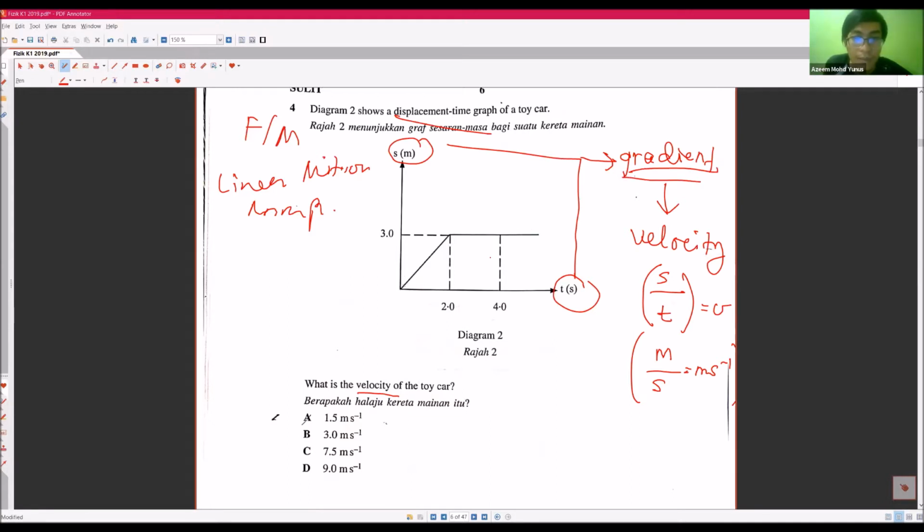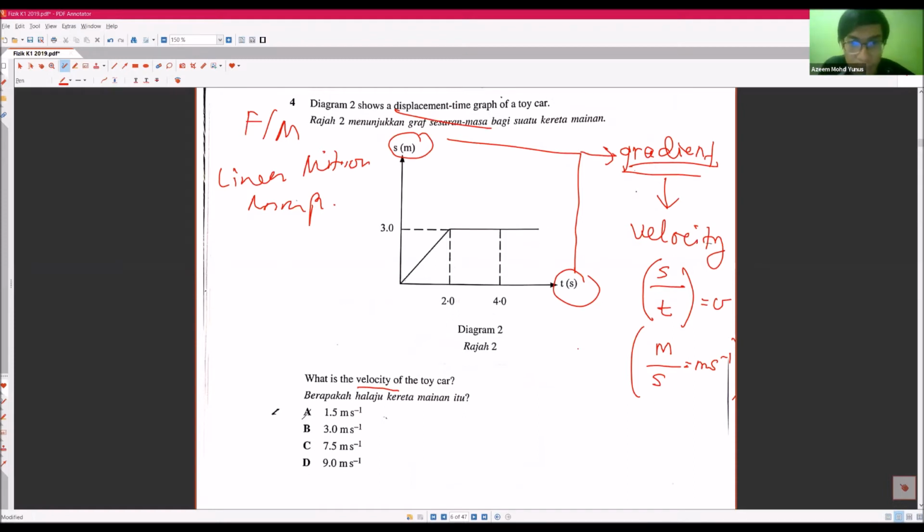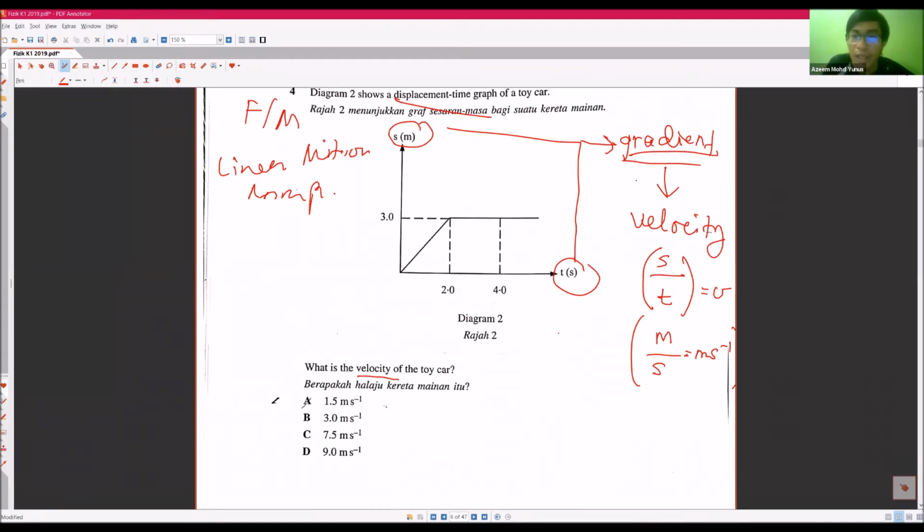And what about the area under the graph? For displacement time, the area under the graph doesn't have any significant physical quantity. If you want to calculate the area under the graph, it's just displacement times time. So what does that mean? It doesn't have any significant importance. So we don't need to think hard about the area under the graph. We just need to think about the gradient.